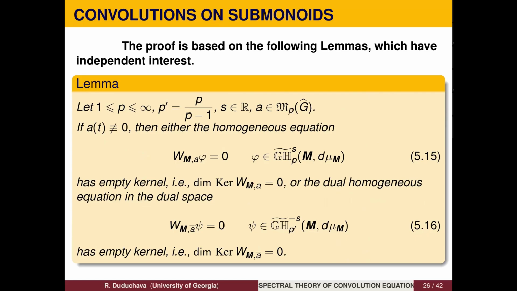Now I will mention here several assertions which have independent interest also, but which will play an important role in the proof of the above theorem. First of all, for the convolution equation on the submonoid or the dual equation in the dual space, one of them always has only the zero solution. Either one equation or the dual equation has only the zero solution. The kernel is empty.